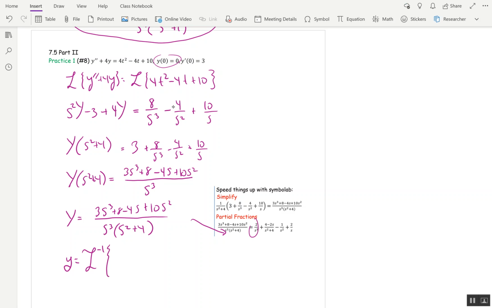So 2 over s cubed plus this next piece I'm going to write as two separate fractions, because I'm thinking ahead to using my table, and it will be easier to find L inverse if I write that as two fractions. 4 over s squared plus 4 minus 2s over s squared plus 4. But Symbolab is going to give it to you as one fraction. And then minus 1 over s squared plus 2 over s.